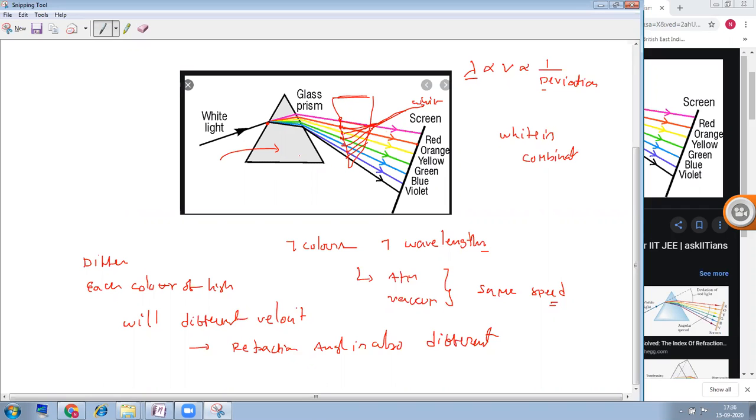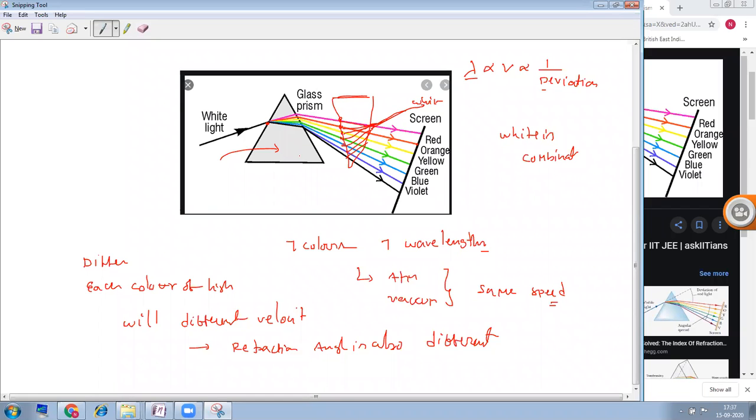This is what actually happens when white light passes through a glass prism. Is it clear, guys, what I'm saying? Any doubt about the deviation in a glass prism, like the dispersion of the prism? No doubt, sir. So now we will see the applications.